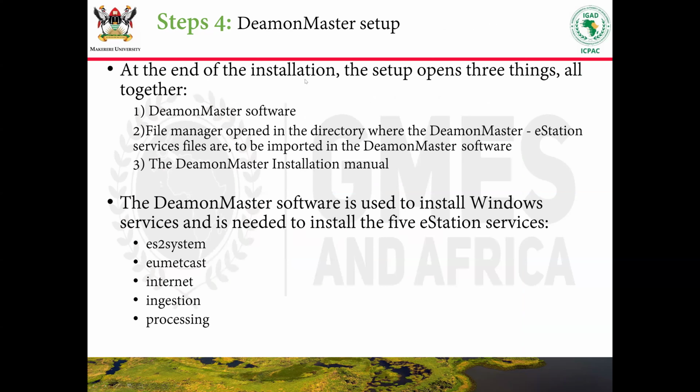Now, this is the post-installation setup that we shall do later. So let's first do it. Okay, let me go through it and then we can do it practically, since I left my eStation installing. So after you've done the installation, you need to open the Daemon Master software. Remember, that has already been installed. And then in your Daemon Master software, you need to do some configurations. The configurations that you will do is basically importing the 5 eStation services inside the Daemon Master.